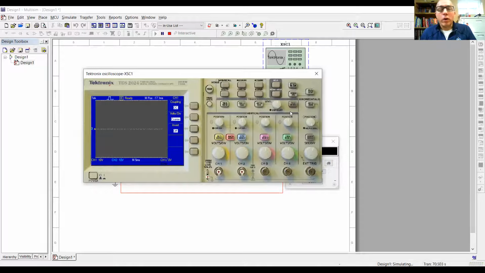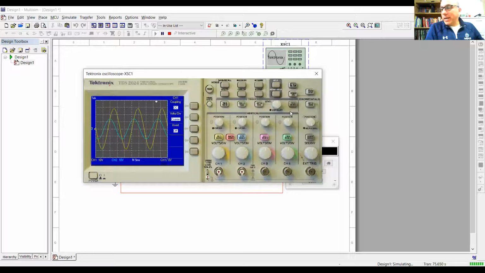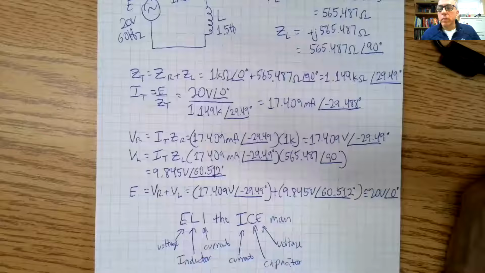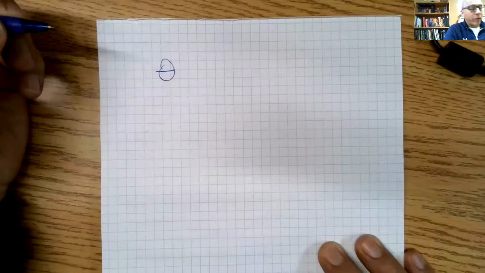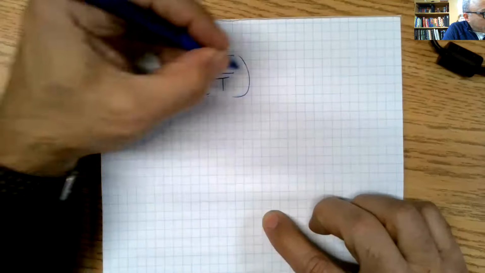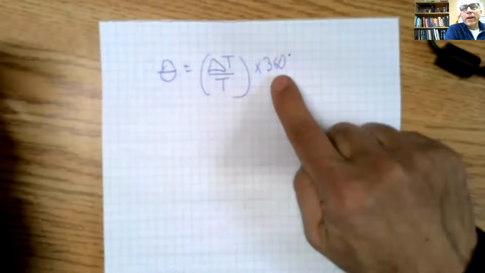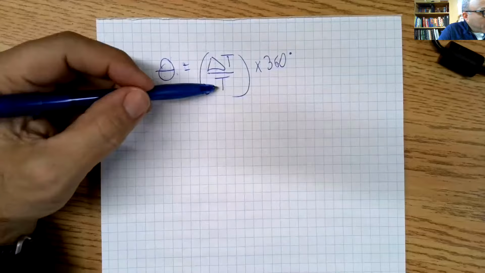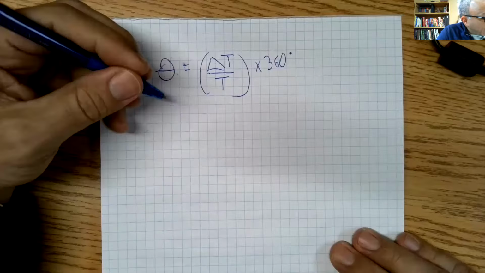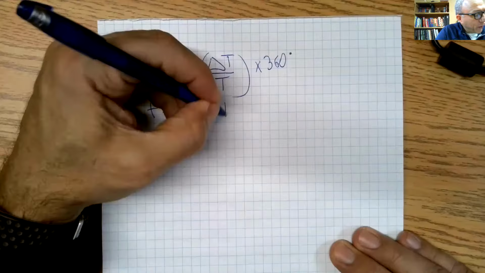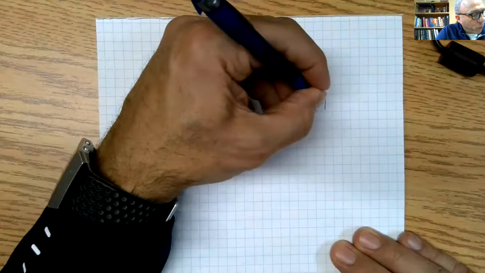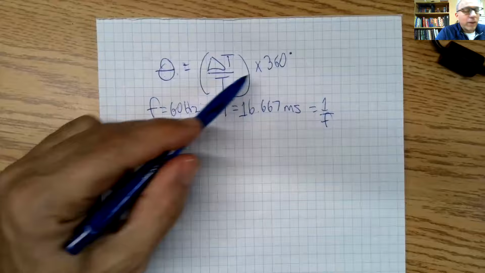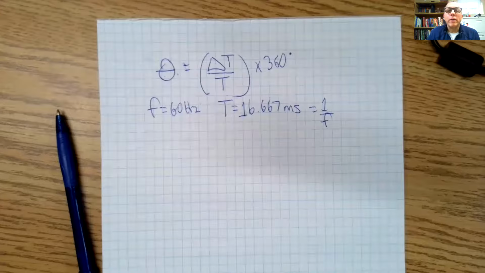If you recall, our phase shift is calculated by this formula here. So I'm gonna go back. Okay, so our phase shift in degrees is calculated by delta T over T times 360. 360 degrees is how many degrees are in one cycle. The period of the cycle is the entire cycle. So in our case, if frequency is equal to 60 hertz, then our period is equal to 16.667 milliseconds, which is equal to 1 over frequency. So we know this and we know that. So we need to calculate delta T. What is the time difference between those two waves? So let's go back there.